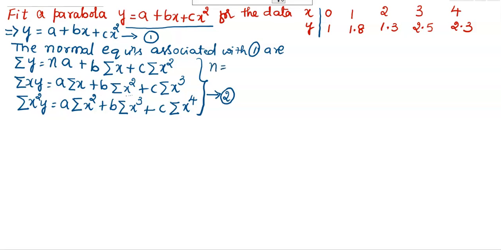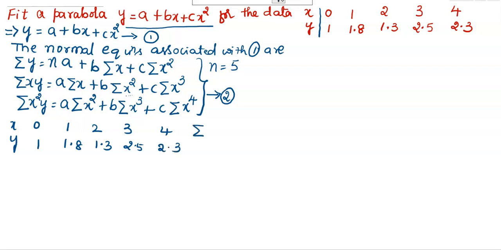Here n is the number of data points given: 1, 2, 3, 4, 5. So n is 5. What are the requisites in the normal equations? We have to find them out and tabulate those results. So x data are 0, 1, 2, 3, 4. Y data are 1, 1.8, 1.3, 2.5, 2.3.